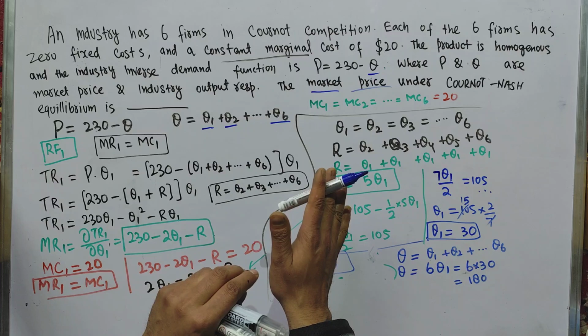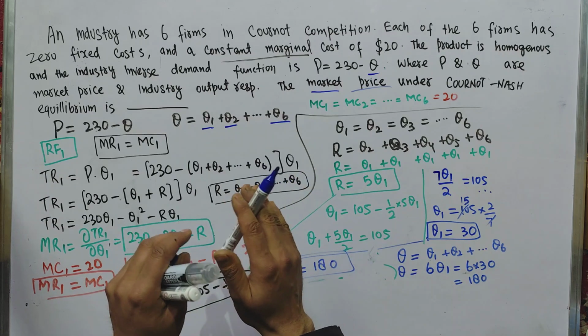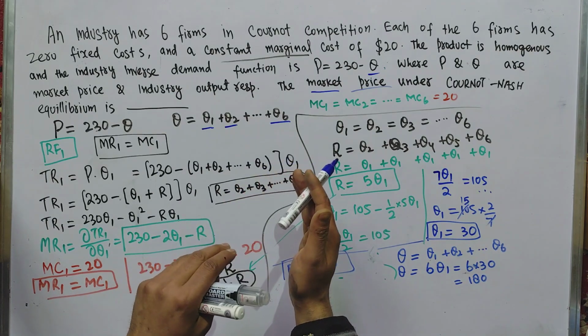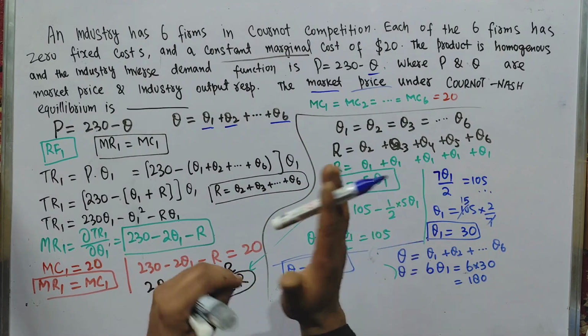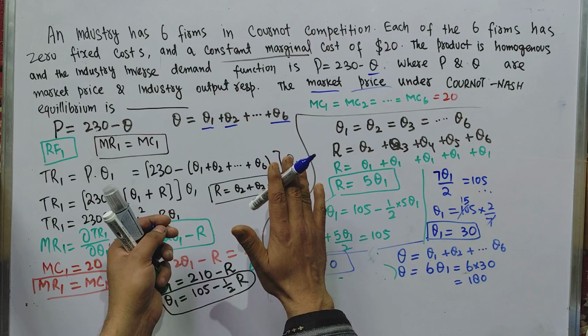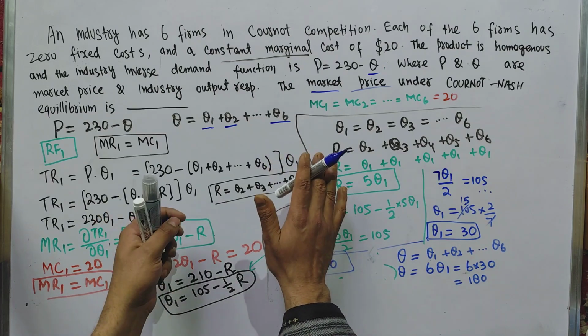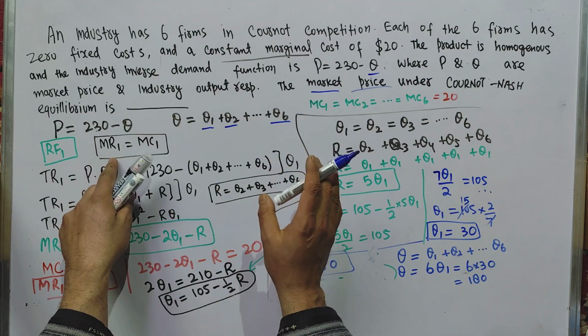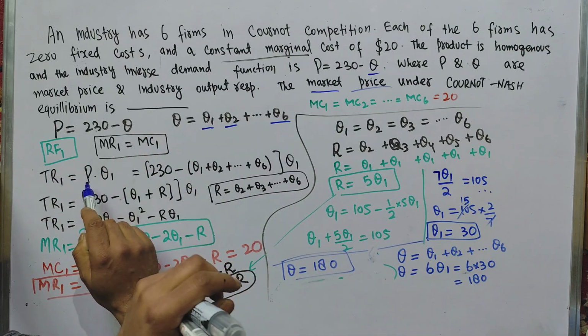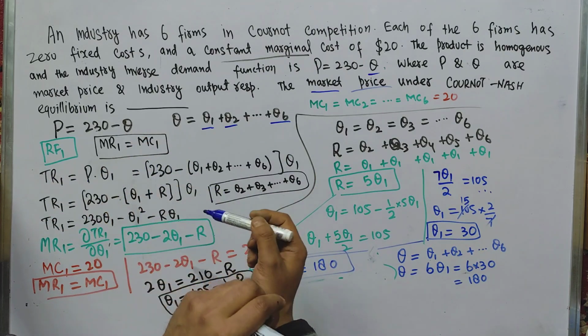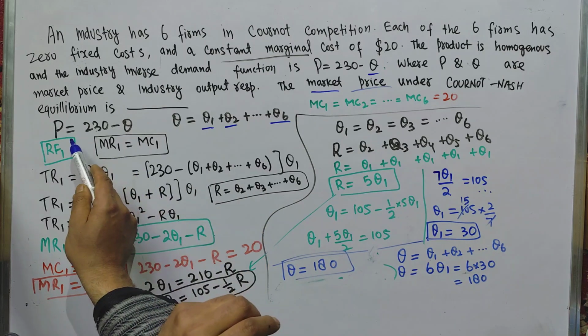By reaction function of firm 1, we mean how firm 1 chooses its output given other firms have chosen their optimal output. To find the reaction function of firm 1, we equate the marginal revenue of firm 1 with the marginal cost of firm 1. So total revenue, as we know, will be equal to price times output of firm 1.